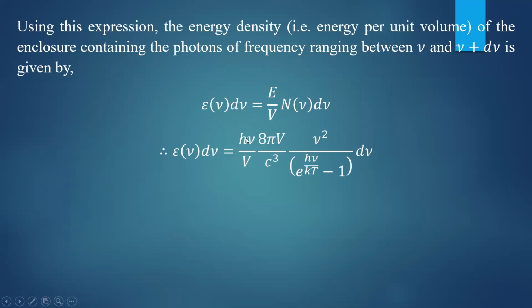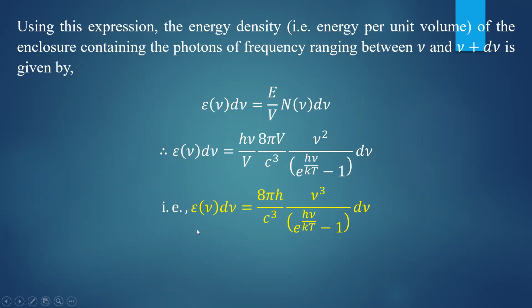So E is equal to h nu, V is kept as it is, and substitute for n of nu into d nu. That is equal to 8 pi V divided by c cube into h nu square divided by e to the power h nu by kT minus 1 into d nu. Now simplify it: volume V gets cancelled, and h nu times nu square becomes nu cube. So finally, the energy density epsilon nu into d nu is equal to 8 pi h divided by c cube into nu cube divided by e to the power h nu by kT minus 1 into d nu.